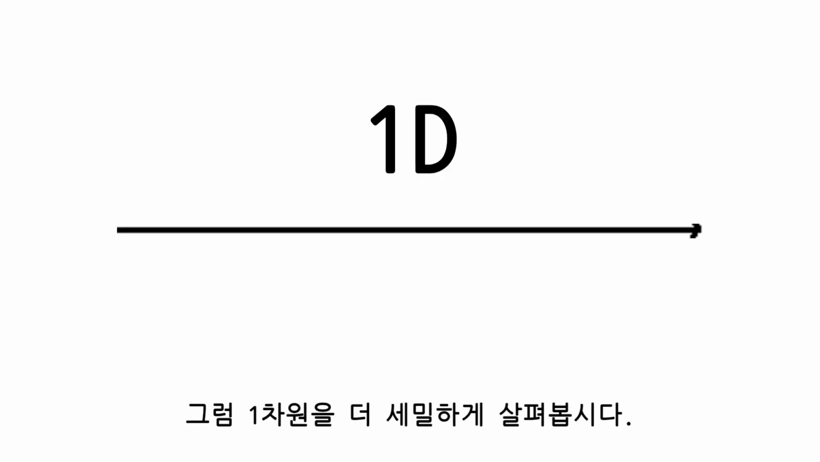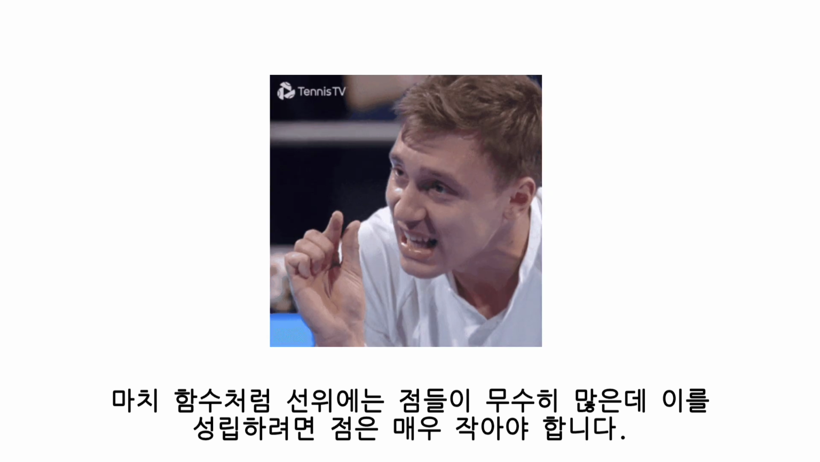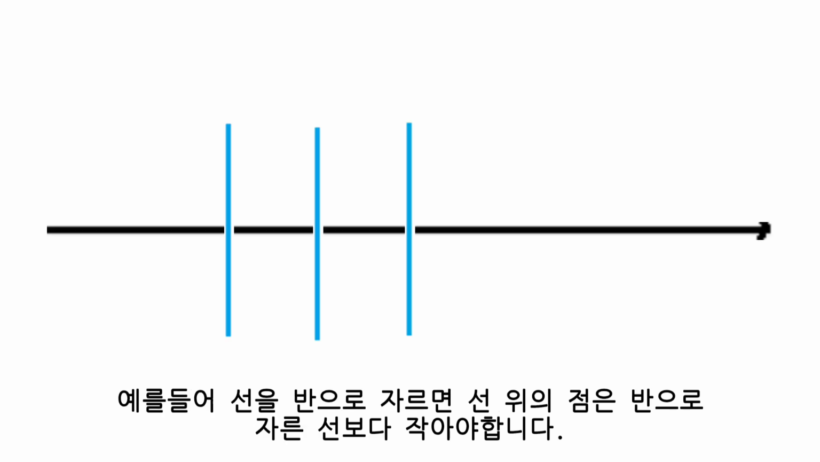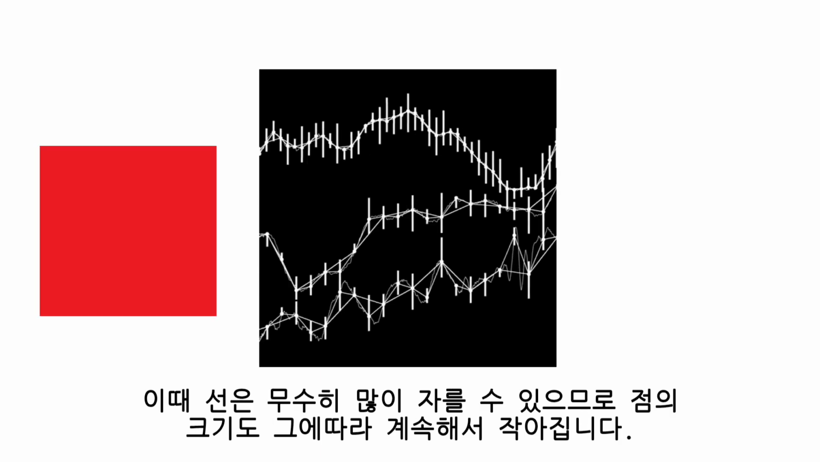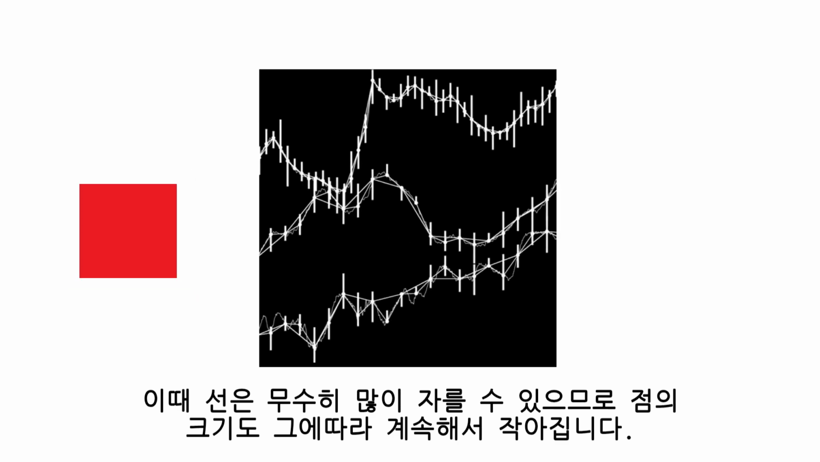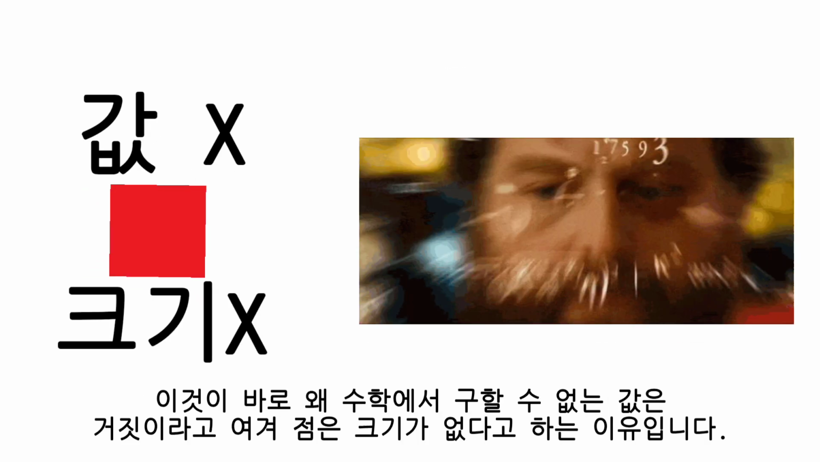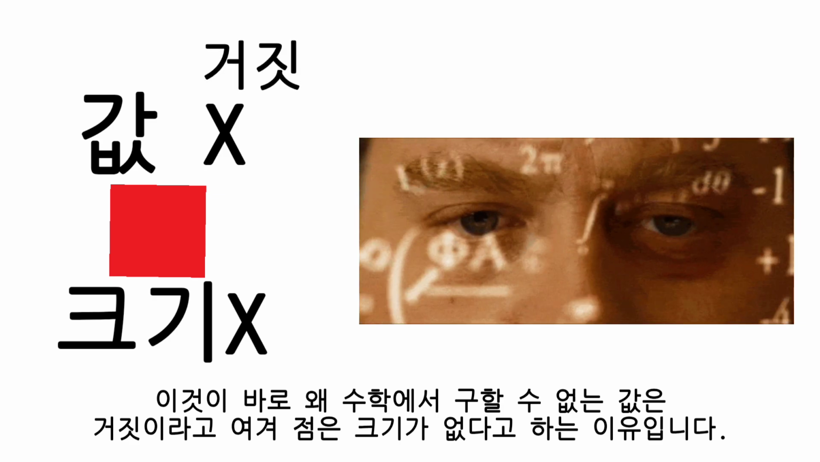So let's take a closer look at the first dimension. A 1-dimensional line is made up of a myriad of points. Like a function, there are countless dots on the line, and the dots have to be very small to stand up. For example, if you cut a line in half, the dot on the line should be smaller than the line cut in half. At this point, the line can be cut countless times, so the size of the point continues to decrease accordingly. Then you can't specify the size of the point, which is why a value that cannot be obtained in mathematics is considered false, and the point has no size.